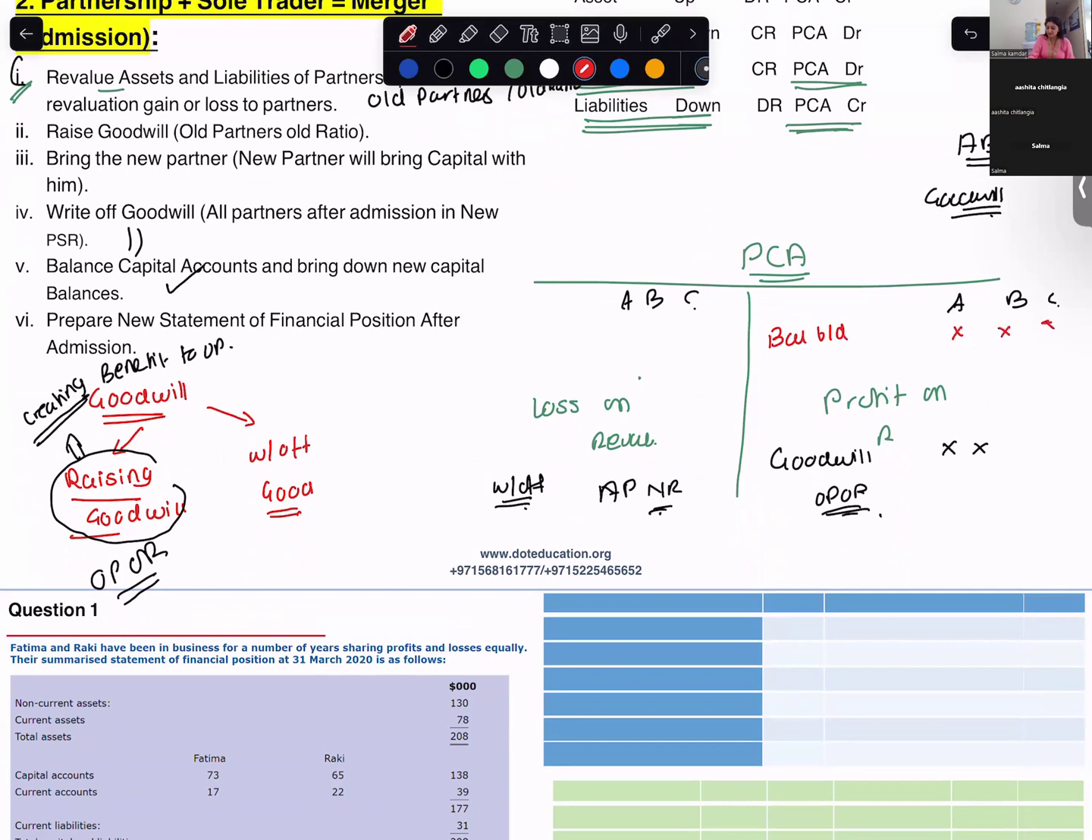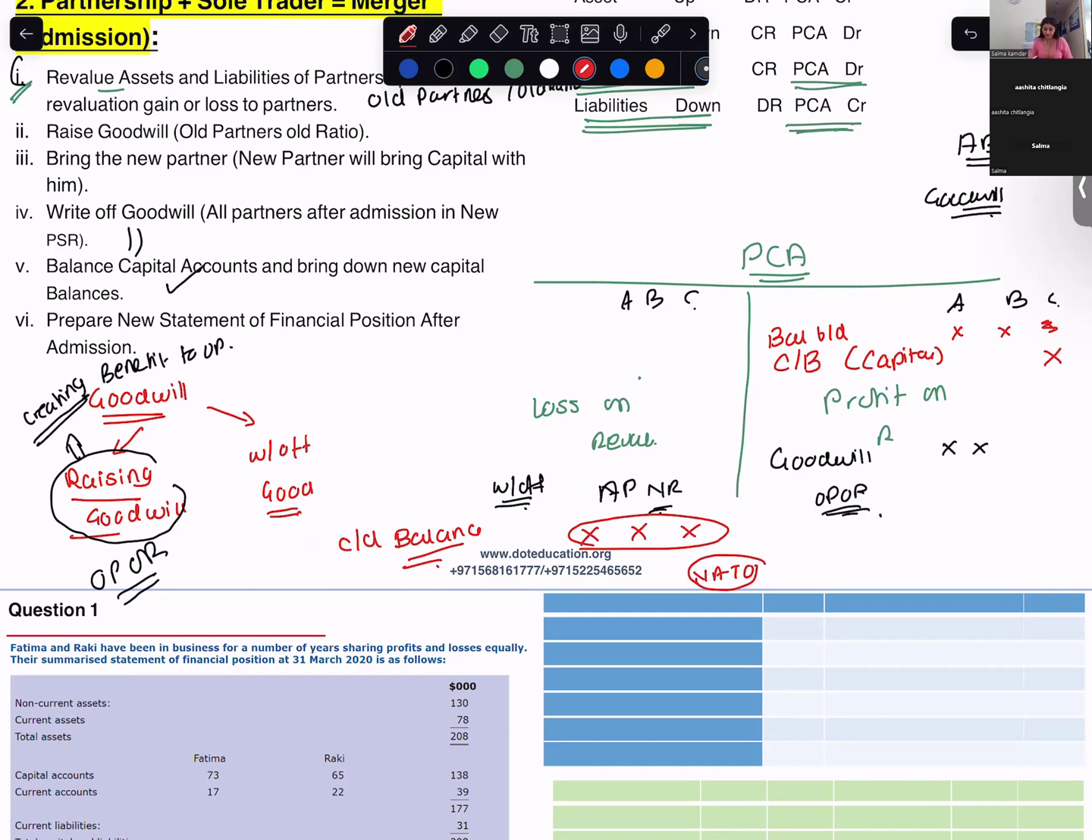and the new partner will bring in his capital. Then you will close the partner's capital account and you will get the new partners' capital balances. The balance closed down is always equivalent to your NATO, that is, your net assets taken over.